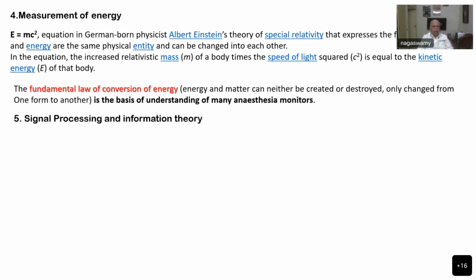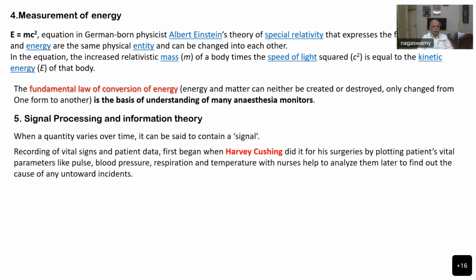Then coming to signal processing and information theory, when a quantity varies over time, it is said to contain a signal. And recording of vital signals in patient data first began when Harvey Cushing did it for his surgeries by plotting patients' vital parameters like pulse, blood pressure, respiration, temperature, which nurses helped to analyze later to find out the cause of any untoward incidents.